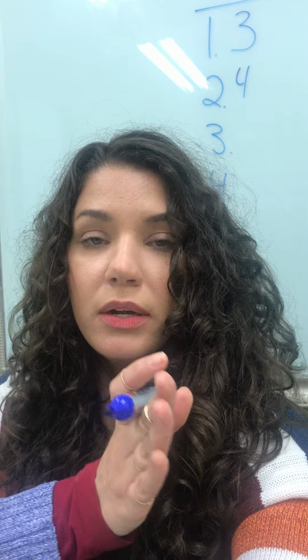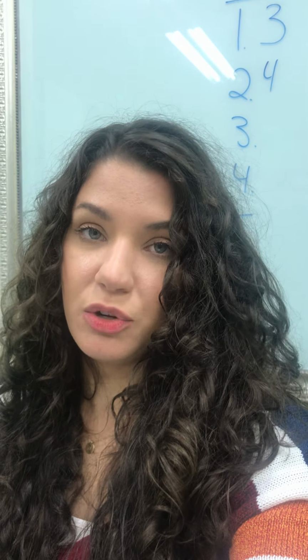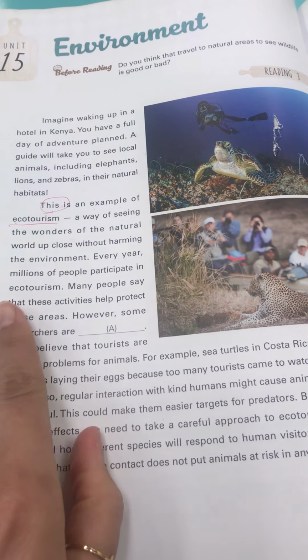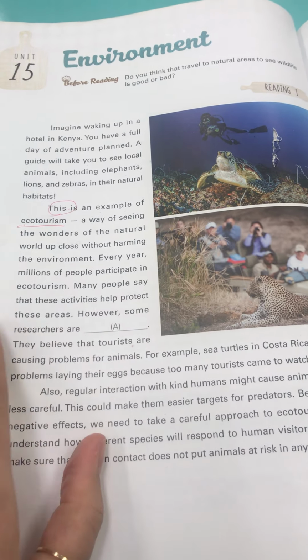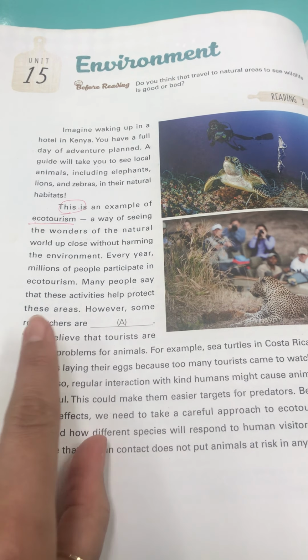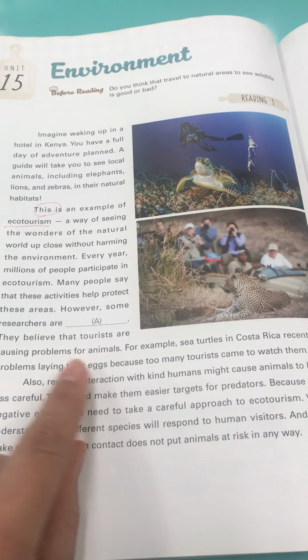All right, number 3. What is the best choice for the blank A? Let's read one more time that sentence. We want to read the sentence before and the sentence after as well to try and think about what the answer could be. Here we go. Many people say that these activities help protect these areas. However, some researchers are blank. They believe that tourists are causing problems for animals.